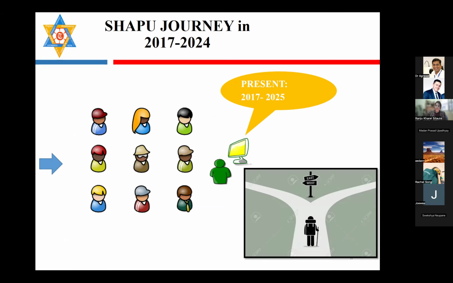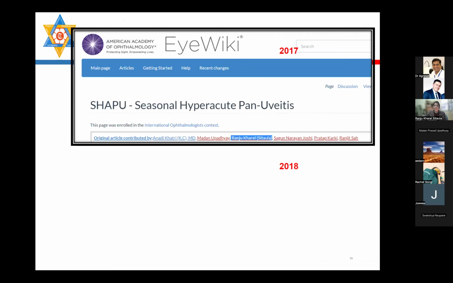So in 2016 December end, I returned back from Sankara Nethralaya after the uveitis fellowship, and then under the mentorship of Dr. Upadhyay and other ophthalmologists, we started our journey in SHAPU. But the journey was not that easy because there were a lot of challenges in front, where to move ahead. The first thing that we thought was, let's make this disease globalized.